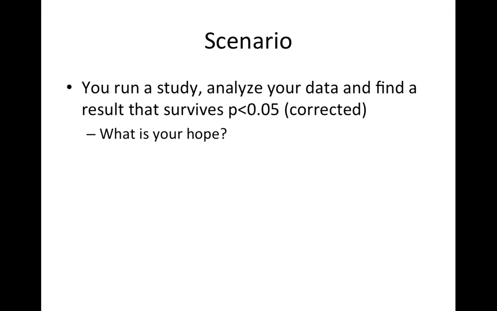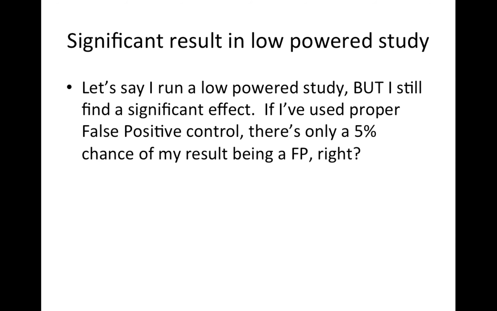So here's your scenario. You run a study and you analyze your data and you find that a result survives p less than 0.05 corrected. And what is your hope? Let's say you're very careful. If you use random field theory, you made sure your threshold for the cluster forming was really high as recommended by Eklund, or you used a non-parametric approach, a permutation test. Either way, you feel pretty good that you're really controlling things at 0.05 corrected for multiple comparisons.